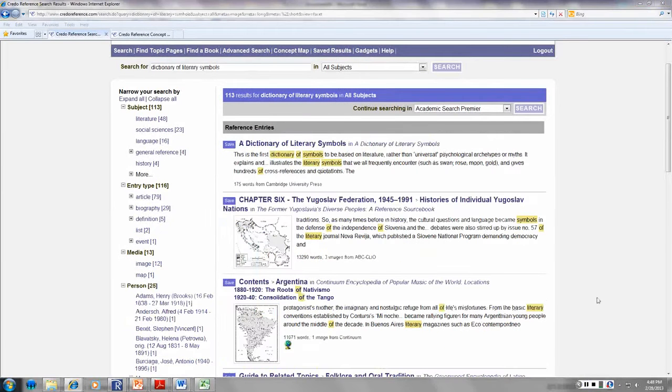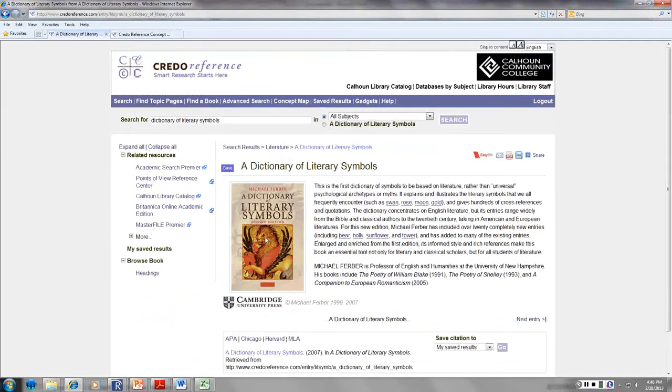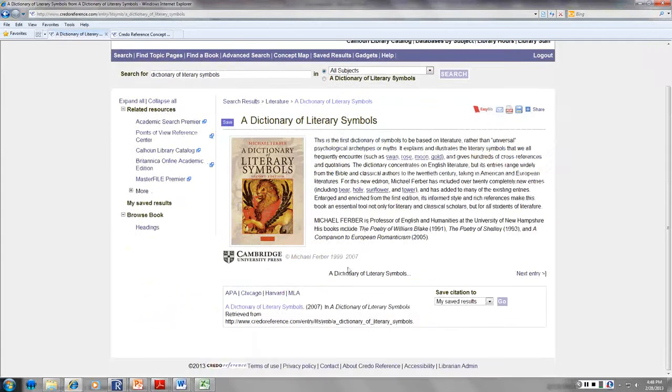One specific text that is listed in the library catalog under books takes you for the electronic book to the link here, a dictionary of literary symbols. So if I click on it, I actually have access to this book, and I can look up particular words or particular kinds of symbols within it to see what they generally are believed to mean.